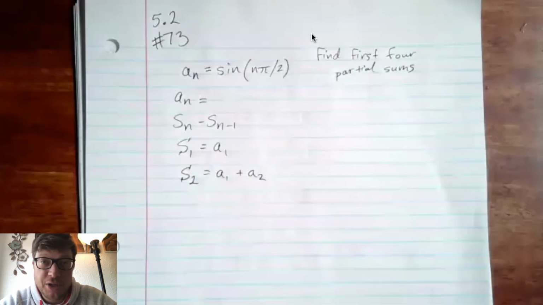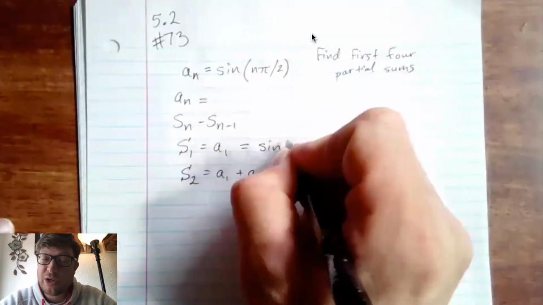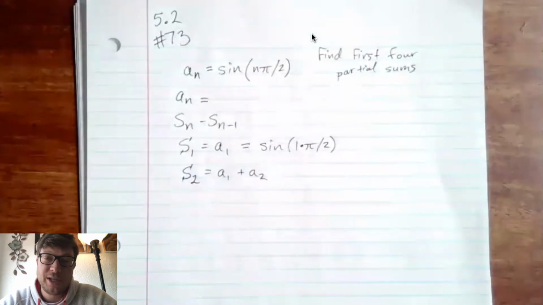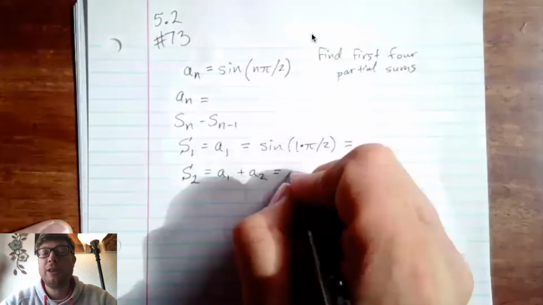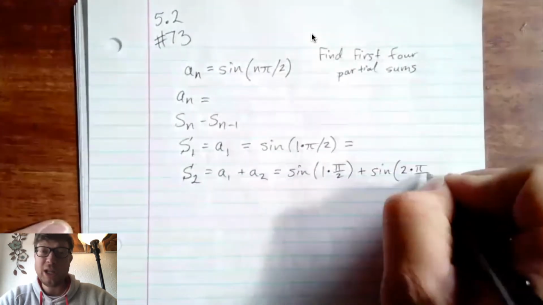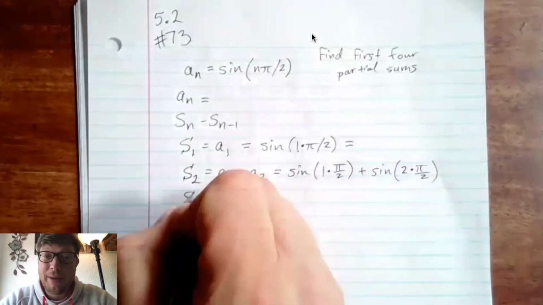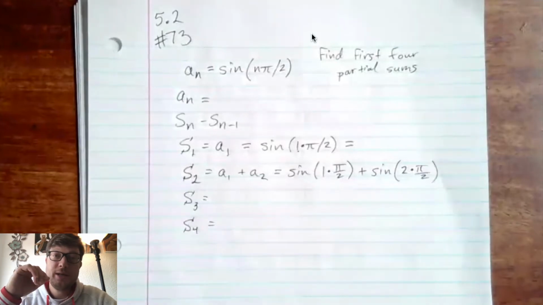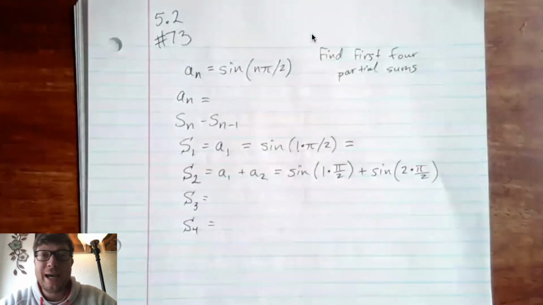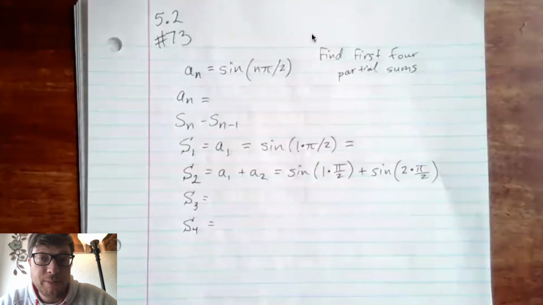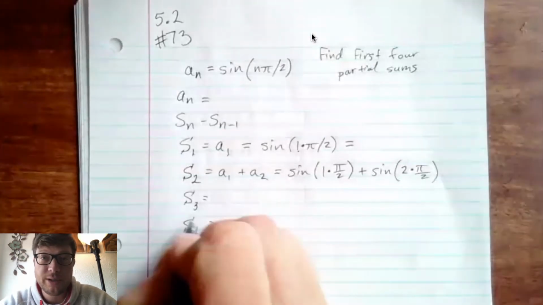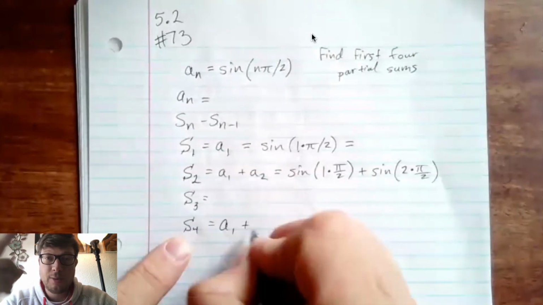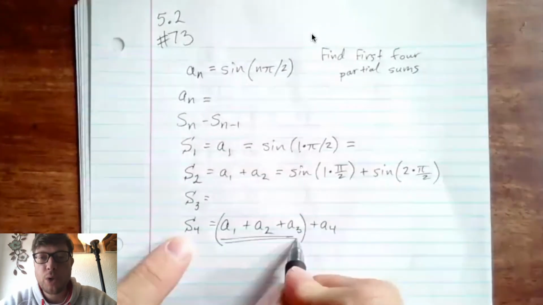Remember that the relationship between the series conversation and the sequence conversation is that in a series you just add up all of the terms of the sequence before that value or up to that value. So like the partial sum S sub 2 is sequence elements 1 and 2 added together. S sub 3 is sequence elements 1, 2, and 3 added together, and S sub 4 is A sub 1, A sub 2, A sub 3, and A sub 4 all added together.